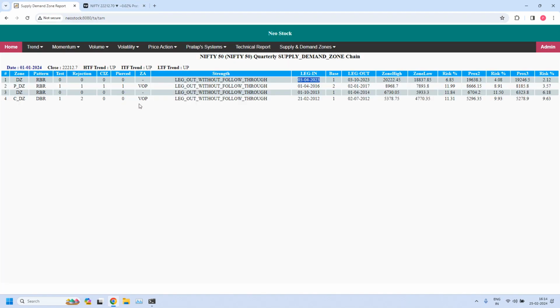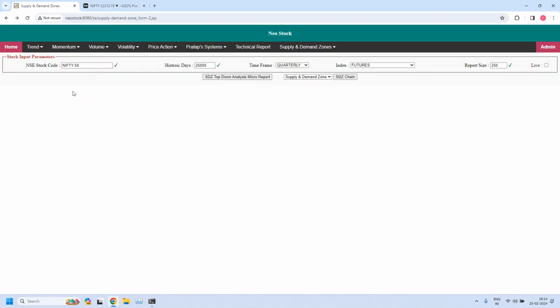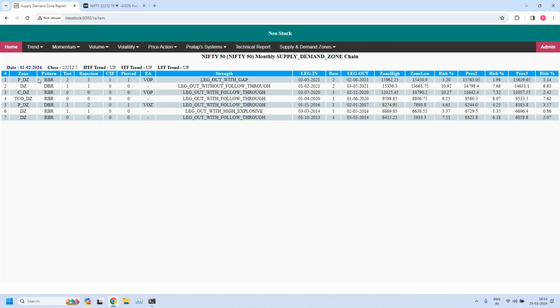Next, let me go to the monthly time frame. I am going back. Now instead of quarterly, I am changing the time frame to monthly. I am generating the supply demand zone chain. So the recent zone is a pierced demand zone. This is an old zone in the year 2021, between 1500 and 962, and 1500, 450, the zone is there.